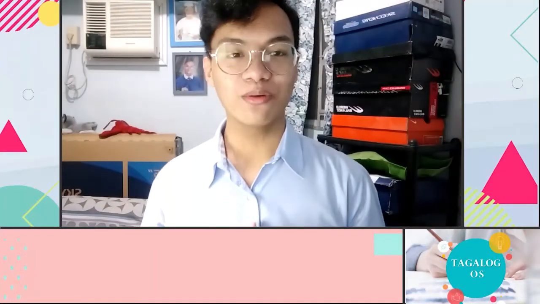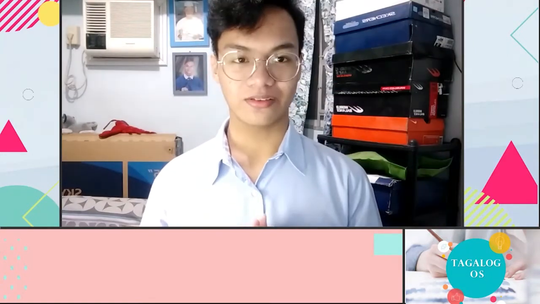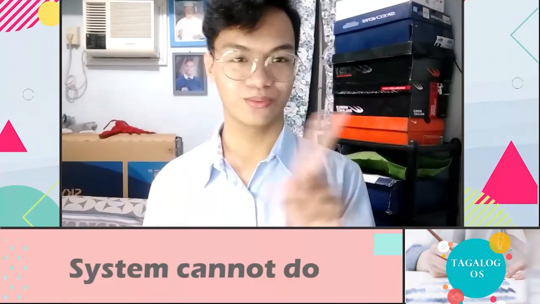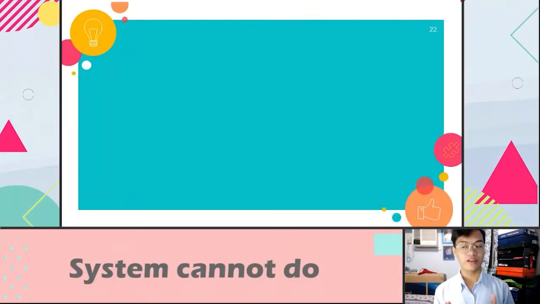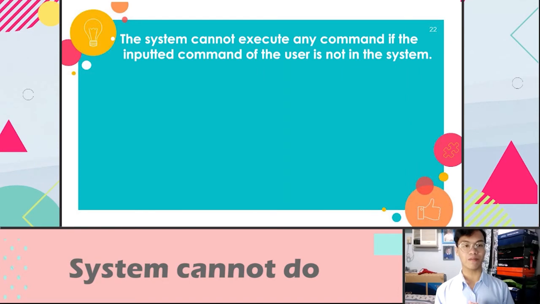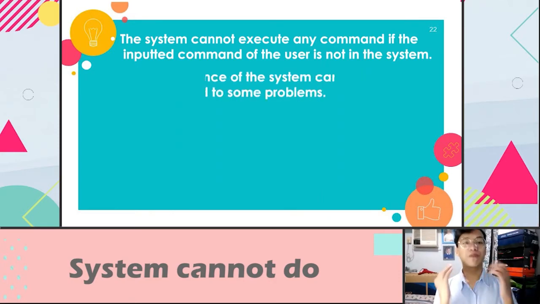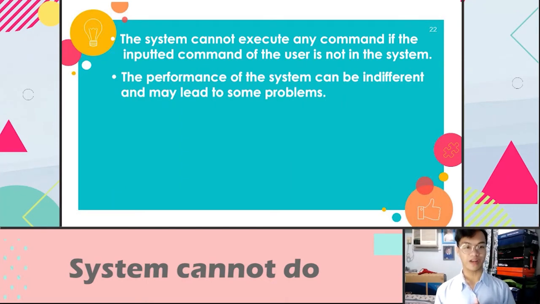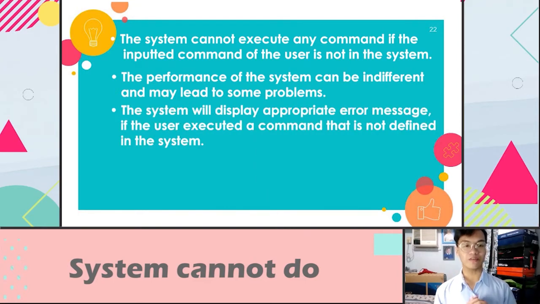And now, I will be discussing the things that the system cannot do. First, the system cannot execute any command if the inputted command of the user is not in the system. Second, the performance of the system can be indifferent and may lead to some problems. Third, the system will display an appropriate error message if the user executes a command that is not defined in the system.